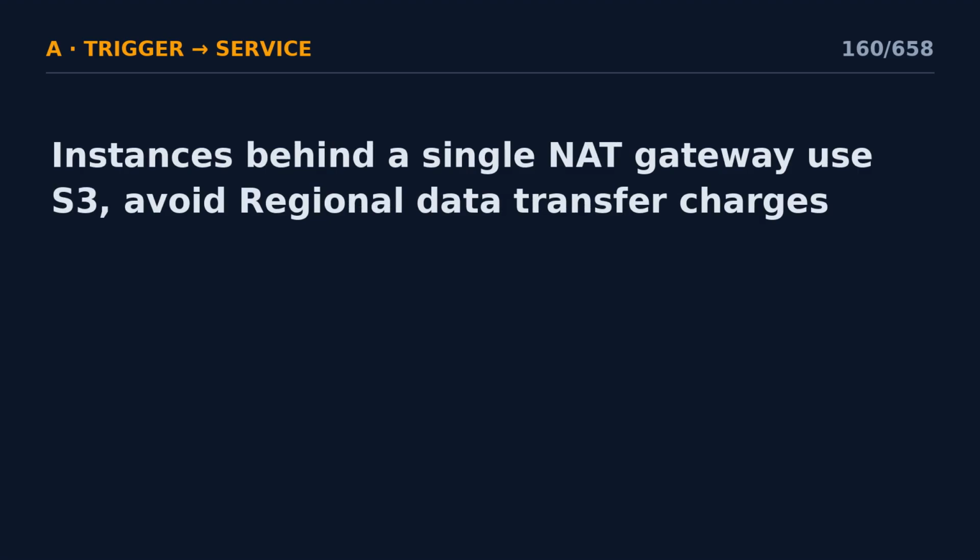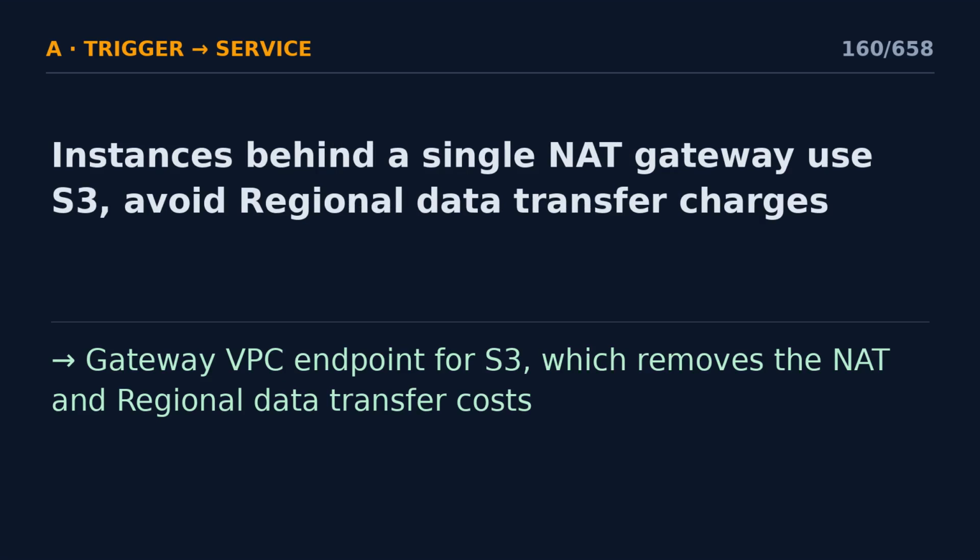Instances behind a single NAT gateway use S3. Avoid regional data transfer charges. Answer: Gateway VPC endpoint for S3, which removes the NAT and regional data transfer costs.